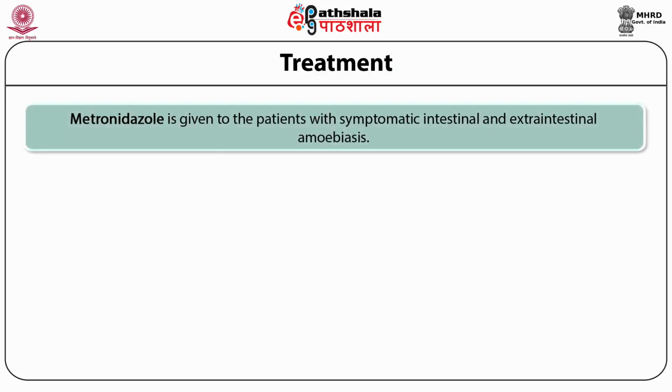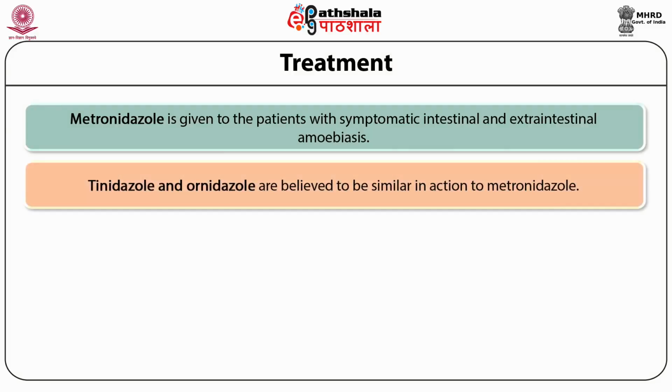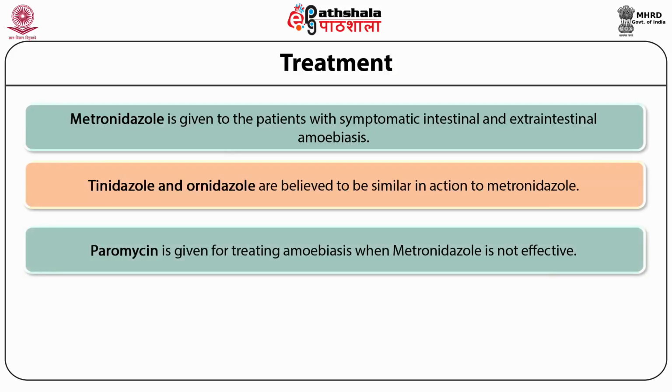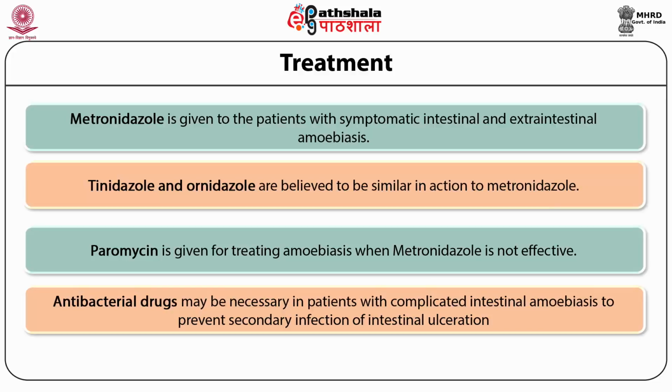Metronidazole is given to patients with symptomatic intestinal and extra-intestinal amoebiasis. Tinidazole and ornidazole are believed to be similar in action to metronidazole. Paromomycin is given for treating amoebiasis when metronidazole is not effective. Antibacterial drugs may be necessary in patients with complicated intestinal amoebiasis to prevent secondary infection of intestinal ulceration. However, one should not take any of these medicines because self-treatment is very bad. One should always consult a doctor.